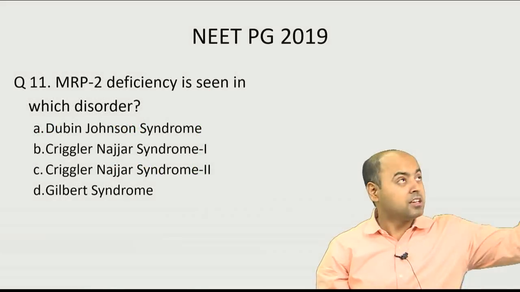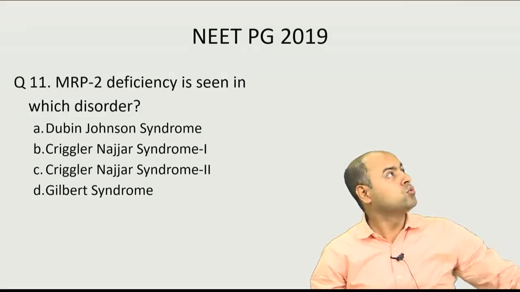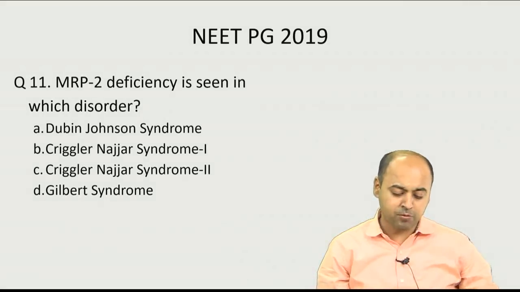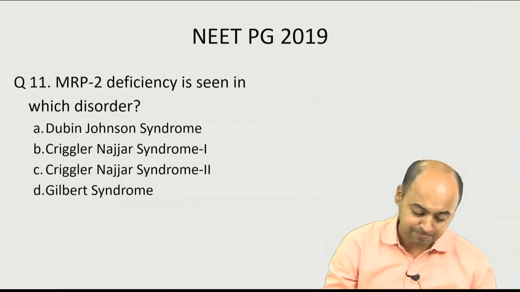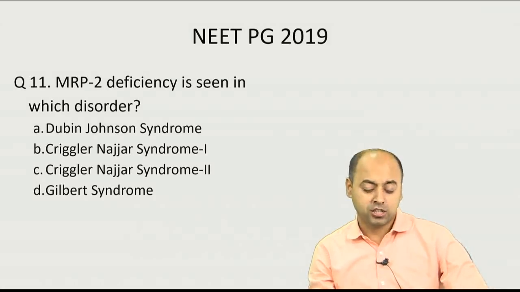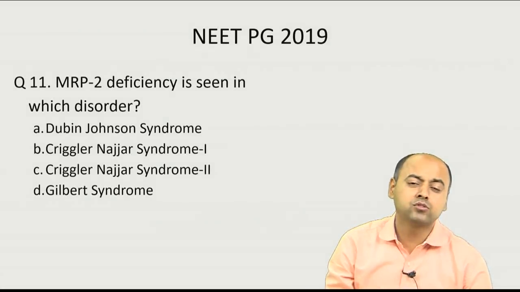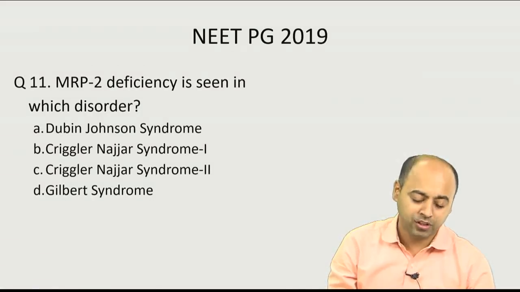Next we come to the MRP2 deficiency. What is MRP? Let's take a look at MRP. As you can see from the example, it is related to the jaundice. So we'll see where the bilirubin comes from and what the pathway is. So you can immediately decide where the MRP2 is there.